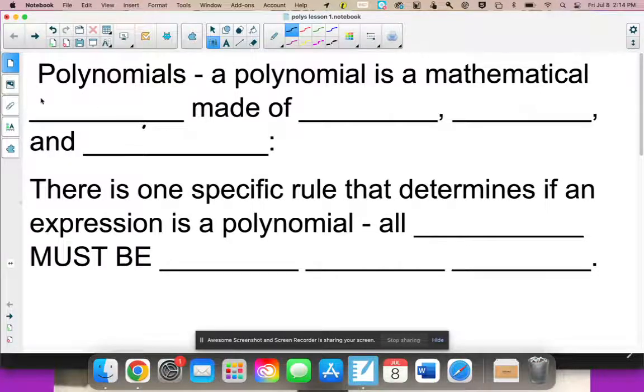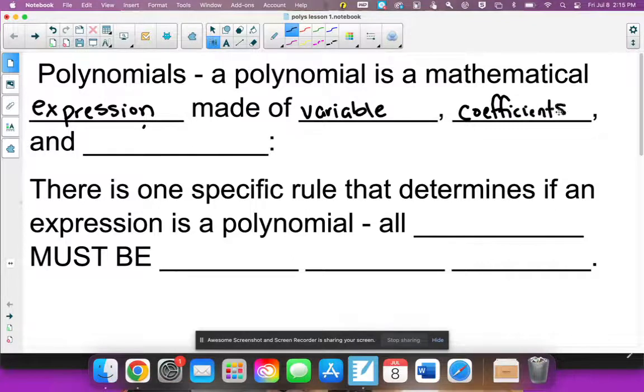Okay, so lesson one, polynomials. A polynomial is a mathematical expression made up of variables, coefficients, and exponents. Okay, and there is one very specific rule that basically determines if something is going to be considered a polynomial.